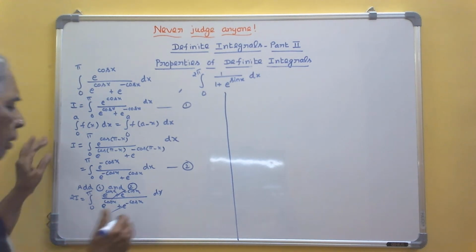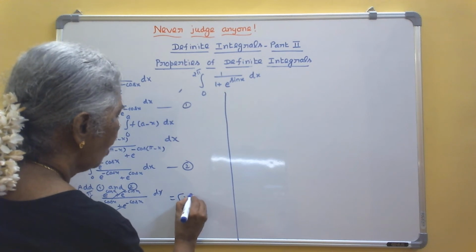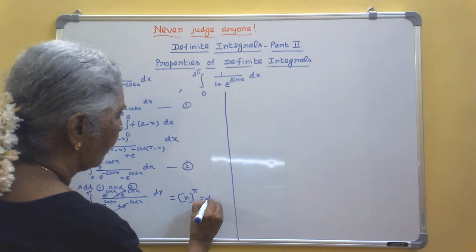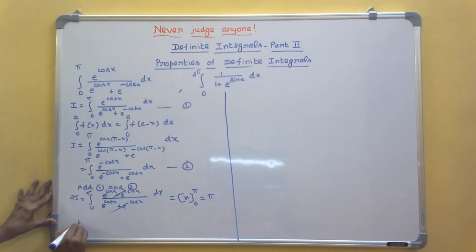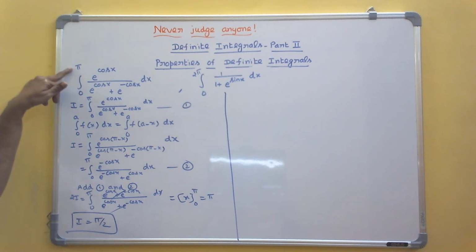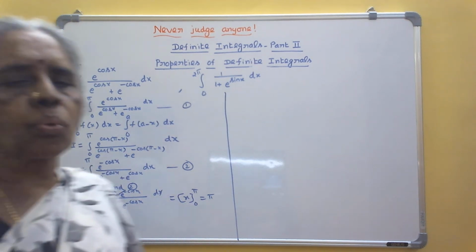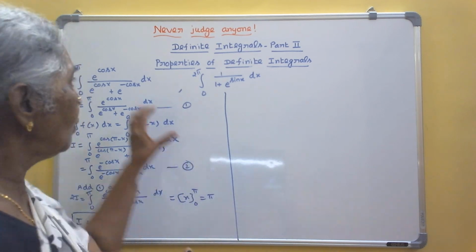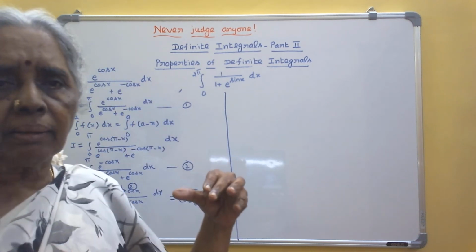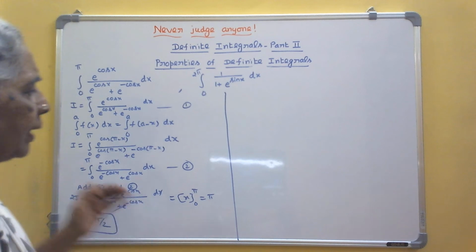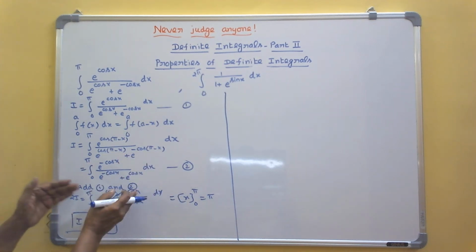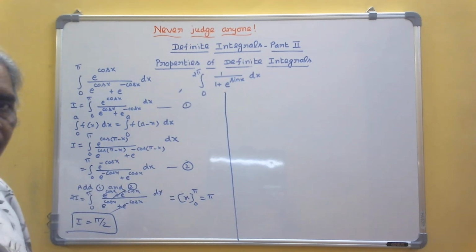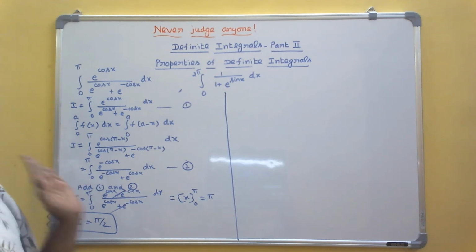So now you will get x. Now it is within the limit 0 to pi, so you will get pi. So now I is equal to pi by 2 is the answer. Actually the limit is pi, so 2I will be pi, so I is equal to pi by 2. Even though this is a bit different, applying that formula we go into the same thing. That is, x alone we are getting when we integrate, and we get this as the answer.